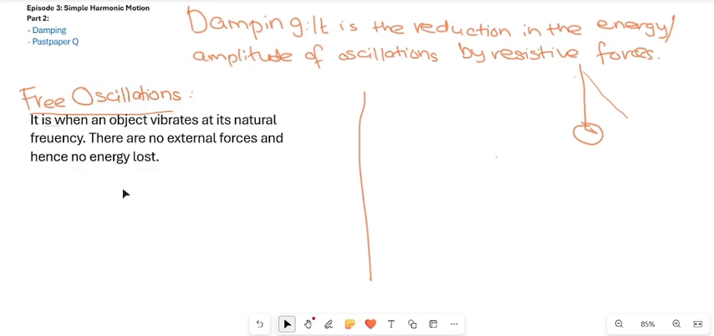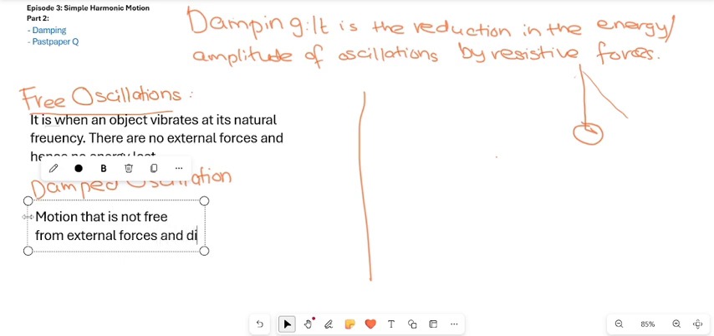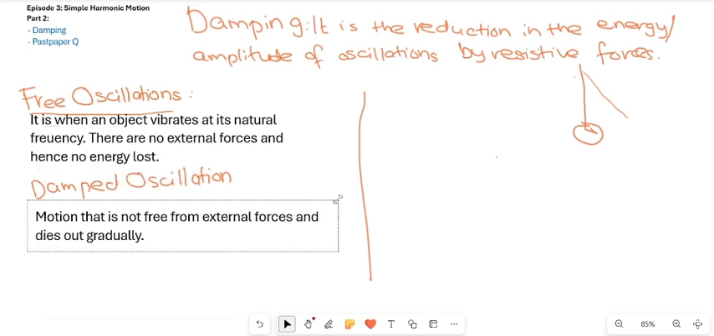Okay. Next up we have damped oscillation. Again, the word damp itself tells you an oscillation where there are resistive forces. Okay? So we can just say it is motion that is not free from external forces, and dies out gradually. Again, you can take an example of the pendulum or the swing as well.